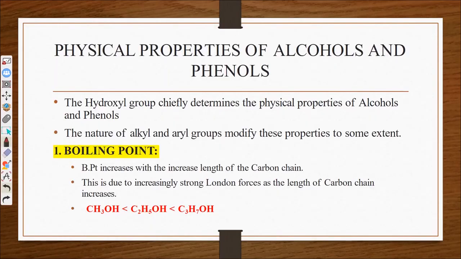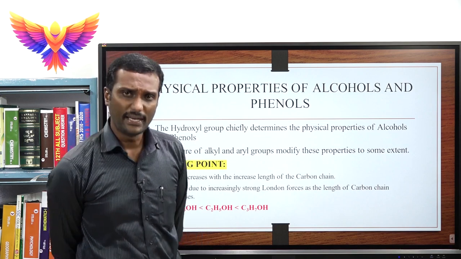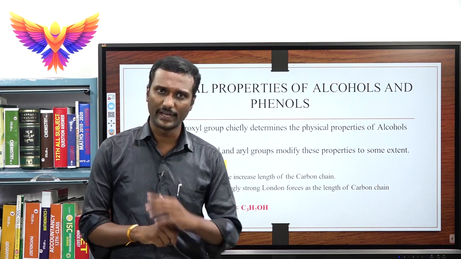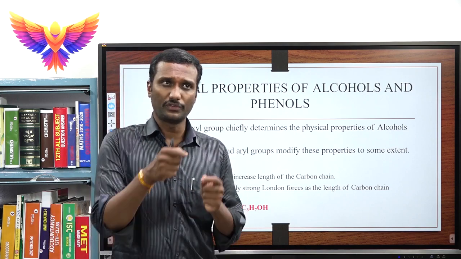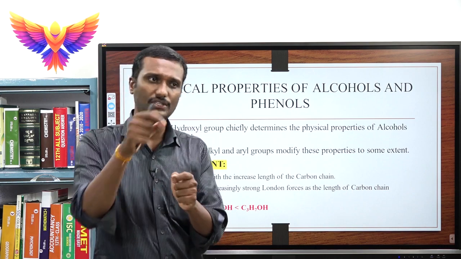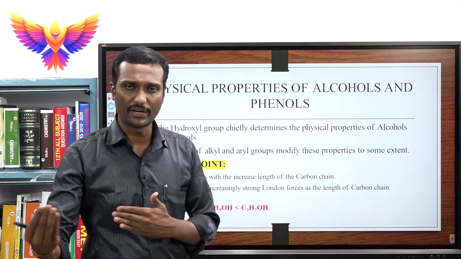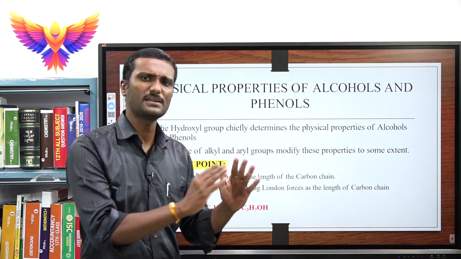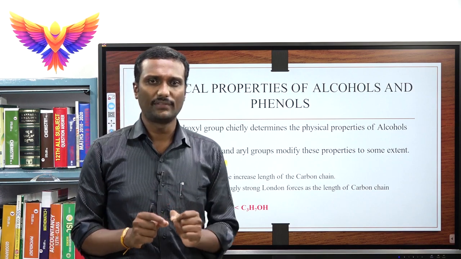Here, physical properties of alcohol and phenol. Usually alcohol and phenol have a higher boiling point. If any organic compound has a higher boiling point, you should remember there is a formation of hydrogen bond. Here alcohol and phenol form a hydrogen bond. If it forms a hydrogen bond, then that organic compound should dissolve in water. Because of the formation of hydrogen bond only, the boiling point is increased. So now we understood alcohol and phenol have a high boiling point.